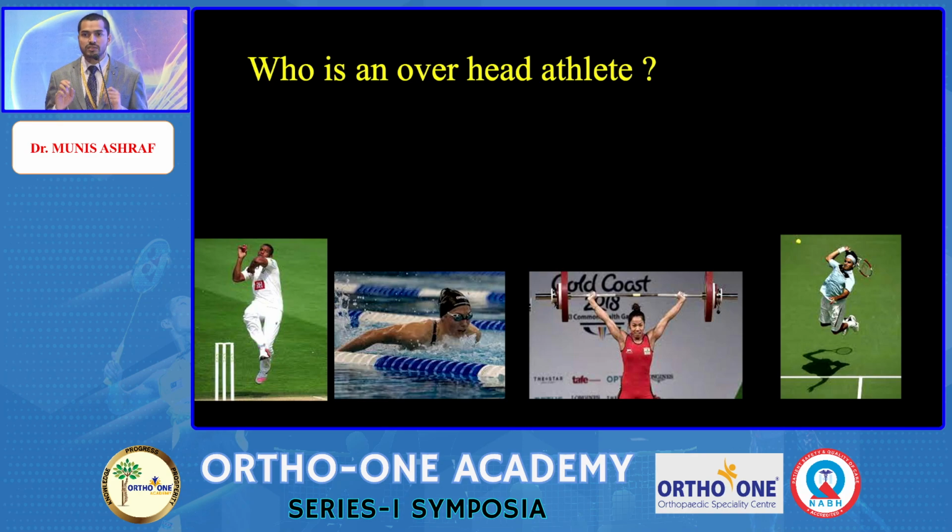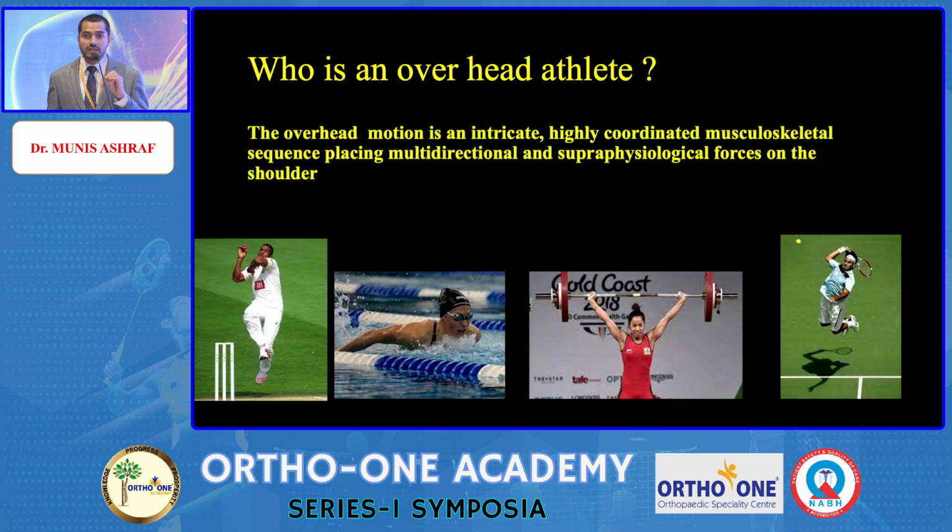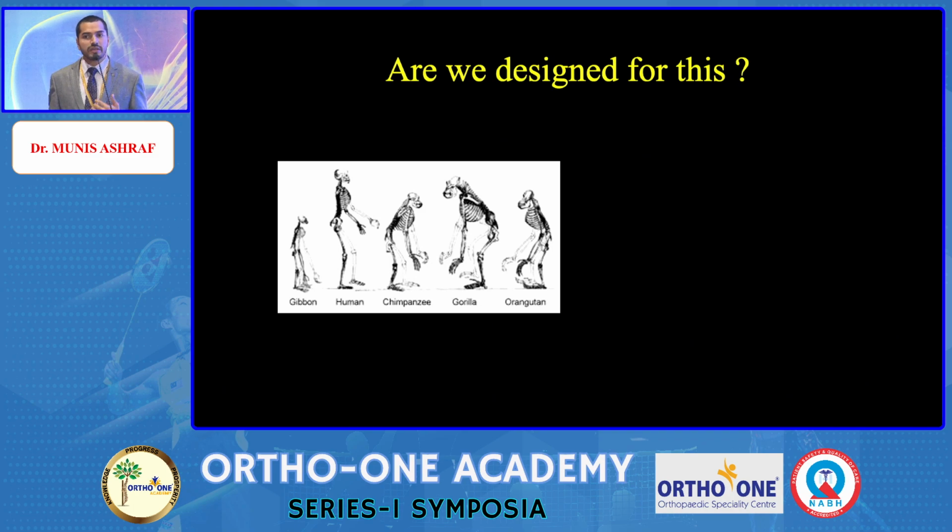But there is a definition of an overhead athlete. The overhead motion is an intricate, highly coordinated, multi-directional, supraphysiological musculoskeletal sequence. So all high-five words are there. The word which we need to identify is supraphysiological. That means something above normal. So are we human beings designed for this supraphysiological activity?